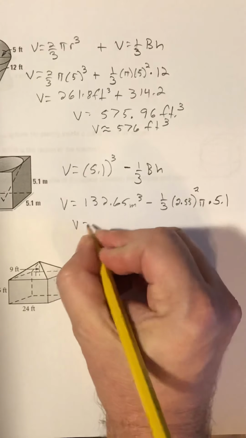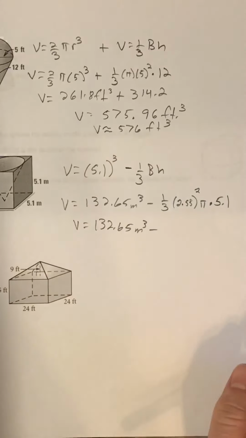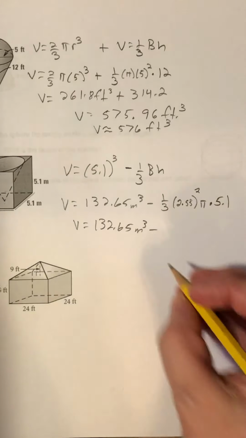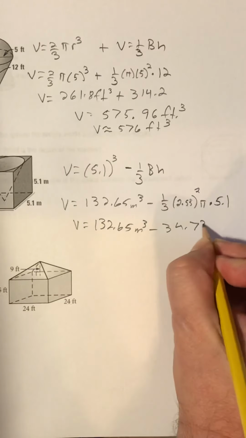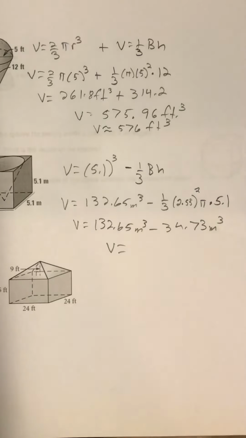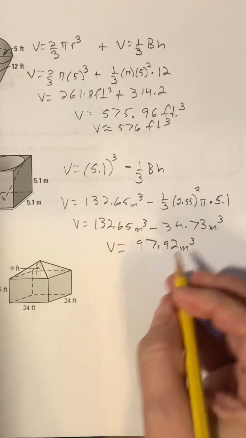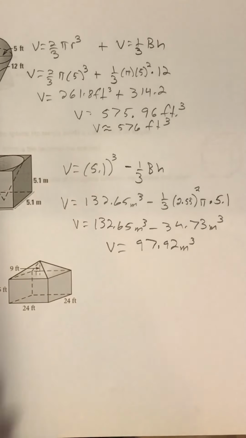So the volume of that composite is 132.65 cubic meters minus the volume of the cone, which is going to be 34.73 cubic meters. And when we subtract all that out, we're going to get 97.92 cubic meters as the volume of that composite shape. Okay?